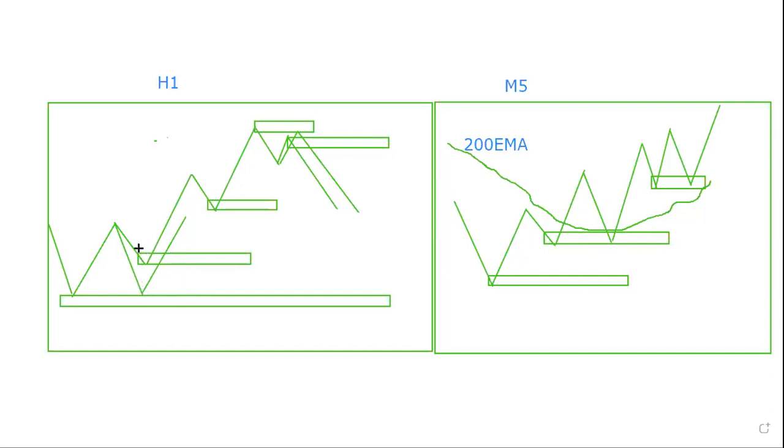If not, wait for a new zone to be created. This is the 1 hour before you come to look for your entry on the M5. A new zone created. On the retest of that zone, you come to M5 to look for entry, or the new zone was not retested, but a new one was created above it, then you come to your M5 to look for your entry for a buy. So the same thing goes for a sell. So what are we looking for if we want to sell?